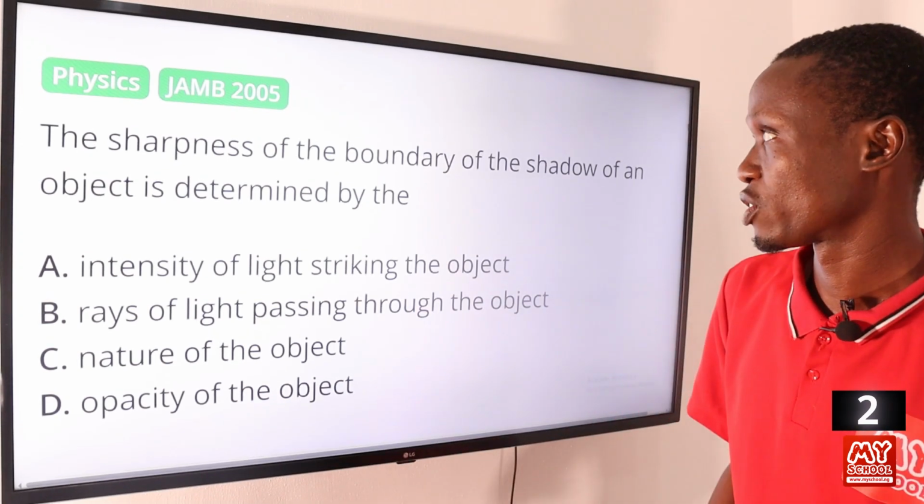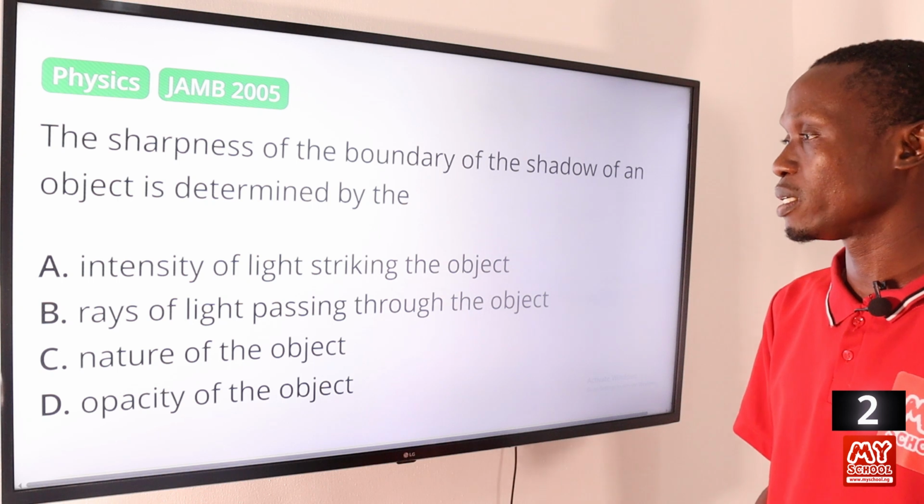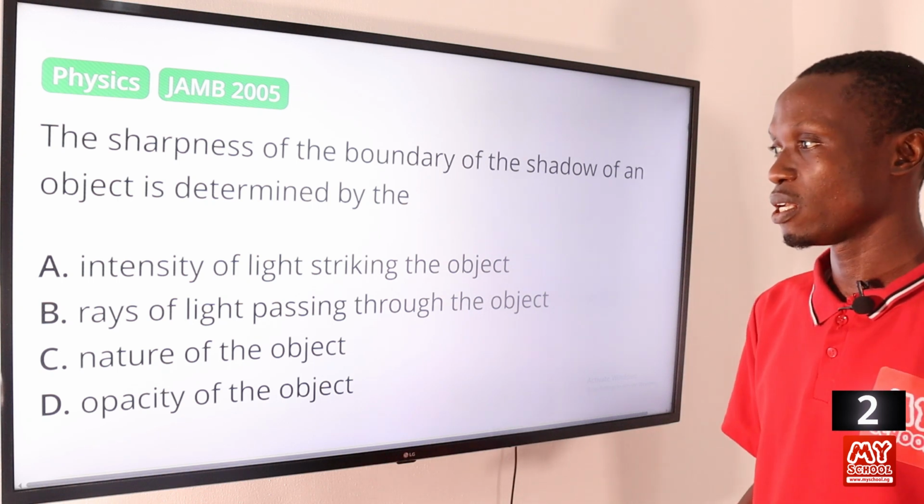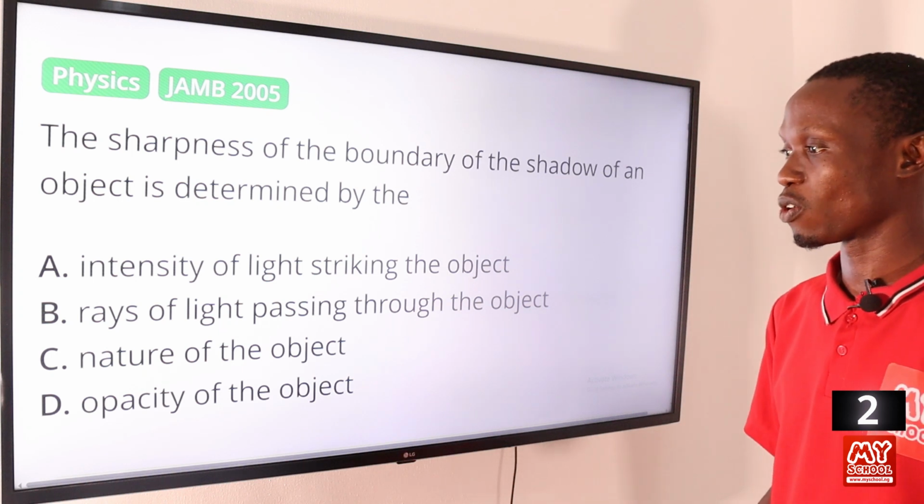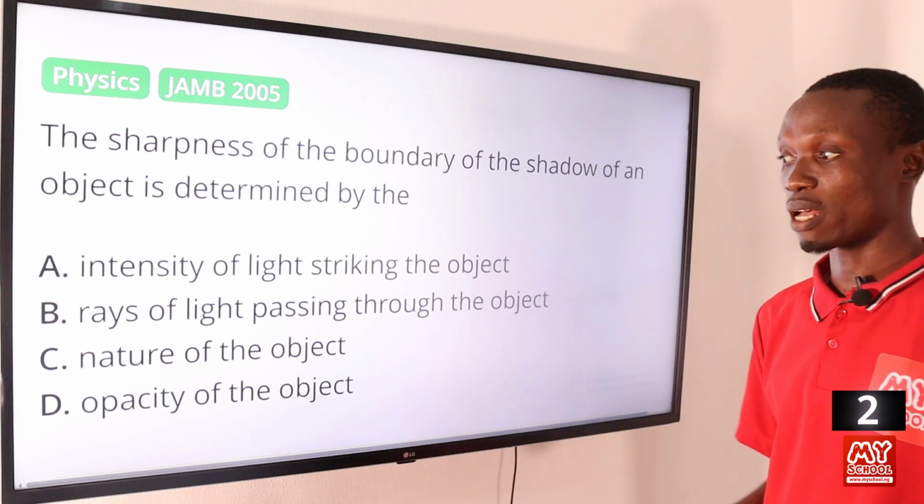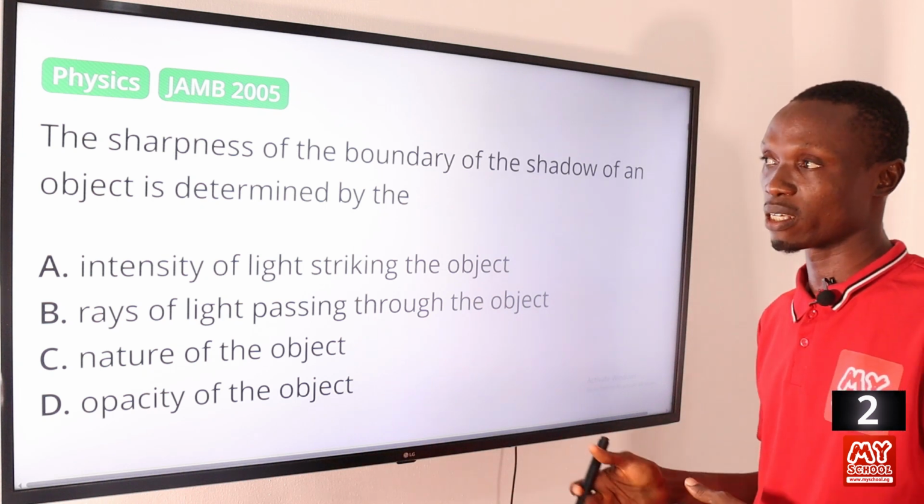Question 2. The sharpness of the boundary of the shadow of an object is determined by the A. Intensity of light striking the object, B. Rays of light passing through the object, C. Nature of the object, and D. Opacity of the object. So the answer to this question is option A, intensity of light striking the object.